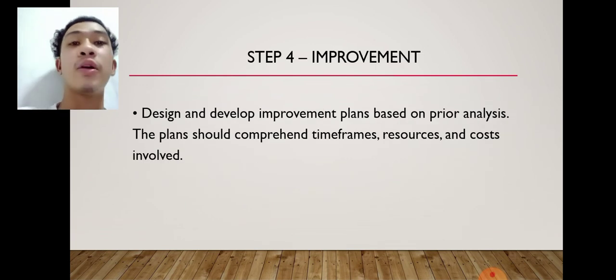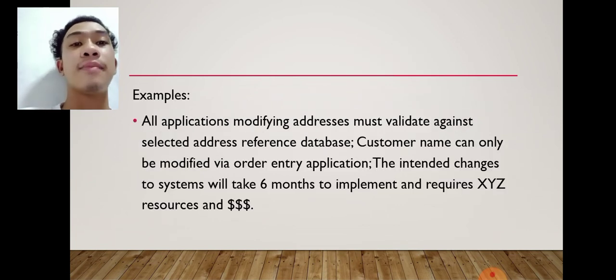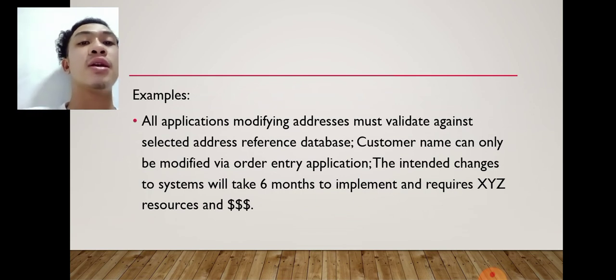So step 4, improvement. Design and develop improvement plans based on prior analysis. The plan should cover time frames, resources, and cost involved. For example, all applications modifying addresses must validate against a selected address reference database. Customer records can only be modified via the order entry application. The intended changes to the system will take 6 months to implement and require XYZ resources and money.